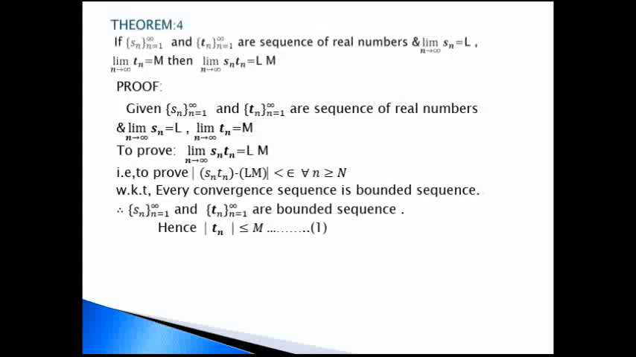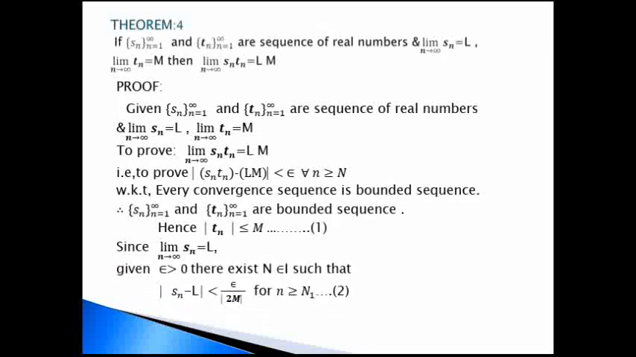Since limit n tends to infinity Sn equal to L, by the definition of convergent sequence, choose epsilon greater than 0, there exists N belongs to I such that modulus of Sn minus L less than epsilon by 2M for n greater than or equal to capital N1, which is equation number 2.